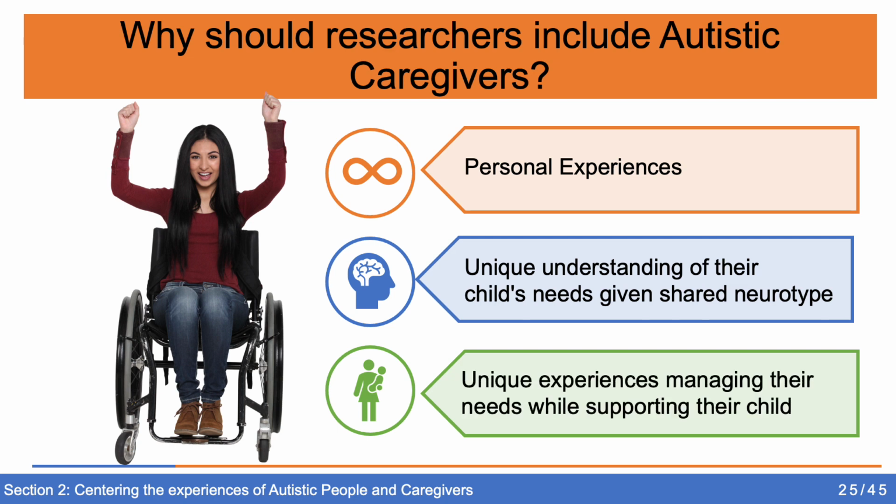Autistic caregivers also have unique experiences managing their needs while supporting their child. For example, an autistic caregiver might be sensitive to sound, while their child enjoys loud noises. This can be a challenge that other caregivers don't have.